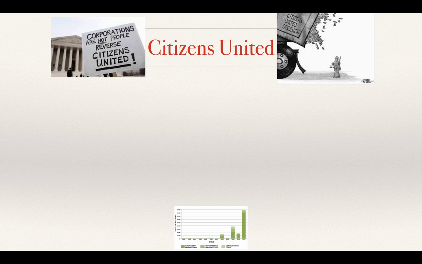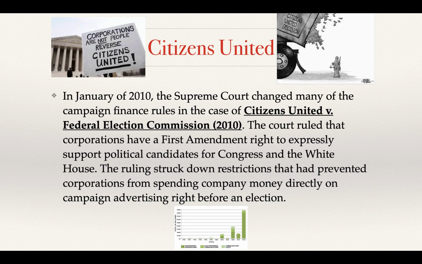Now, this is it. This is the case that changes everything. Citizens United. In January of 2010, the Supreme Court changed many of the campaign financial rules in the case of Citizens United versus Federal Election Commission, 2010. This is it, guys. You've got to stamp this one. You have to tattoo it on the back of your neck or something. This is a big one. Guaranteed we're going to talk about this on the end of course exam, the Advanced Placement exam, you name it. They're going to ask about Citizens United 2010.